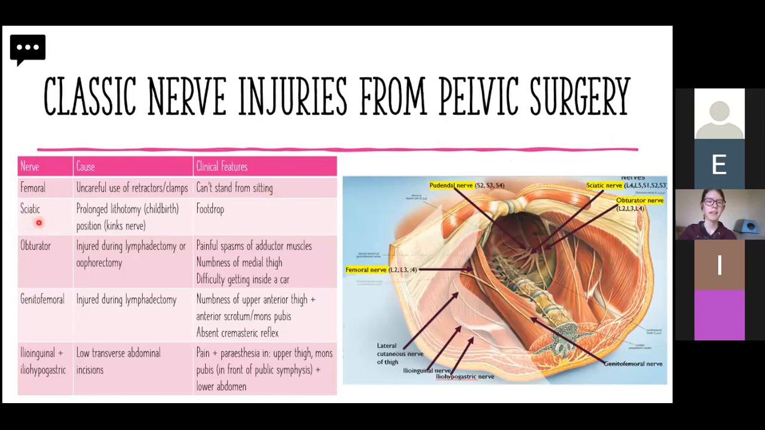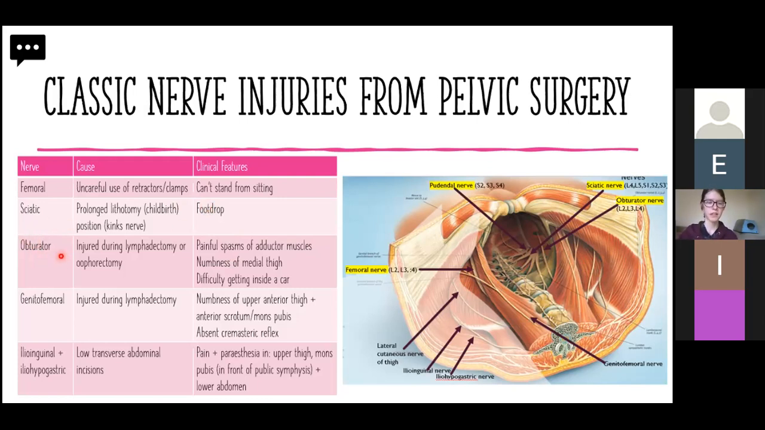Sciatic nerve will be injured if they've been sitting in the lithotomy position, so that's the childbirth position, feet up on the stirrups, legs spread for a while, and they might get foot drop. Also, you might get that shooting pain from the buttock down your leg.